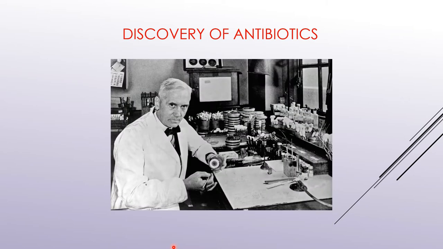What are antibiotics? When you talk about the antibiotics, it means against the bacteria. So this discovery of antibiotics was done by the great scientist Dr. Alexander Fleming. How did Alexander discover the antibiotics? As we all know, most of the discoveries are a result of accidental discoveries. Similarly, once Dr. Alexander Fleming was working with Staphylococcus aureus, abbreviated as S. aureus. This was the bacteria which was killed by the fungus, and the fungus name was Penicillium. And accidentally, Dr. Alexander Fleming discovered the antibiotics.